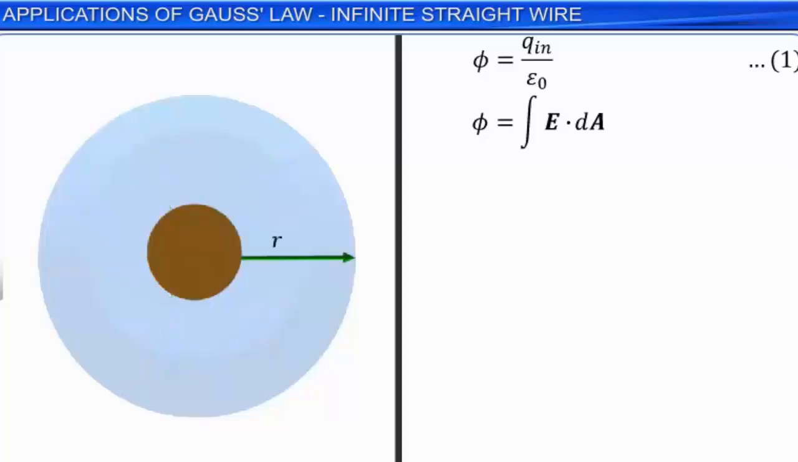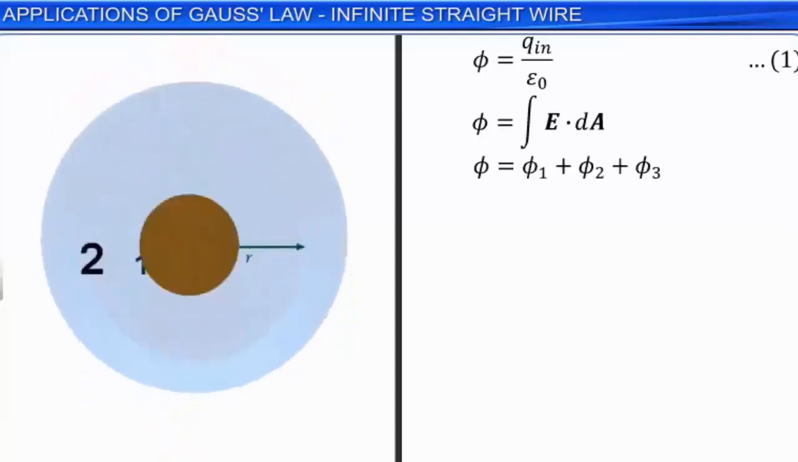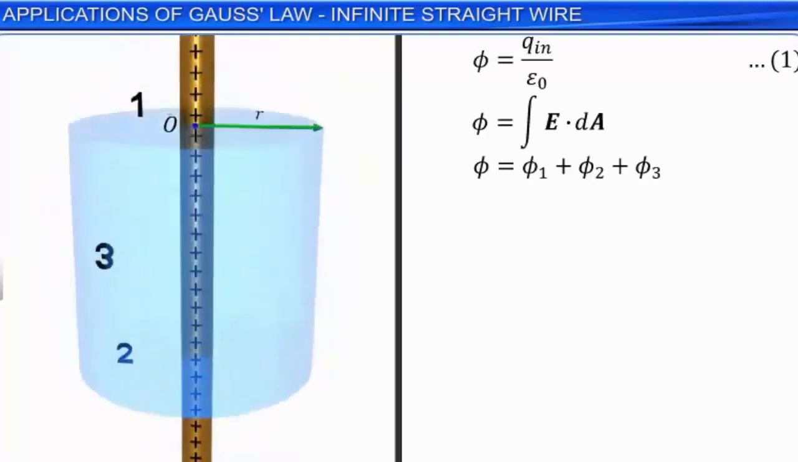If we calculate the net flux phi through the Gaussian surface, the net flux will be the sum of electric flux phi 1, phi 2 and phi 3 through the surfaces 1, 2 and 3 respectively, as shown. Surfaces marked 1 and 2 are the circular surfaces of the Gaussian cylinder, and the surface marked 3 is the curved surface of the cylinder.